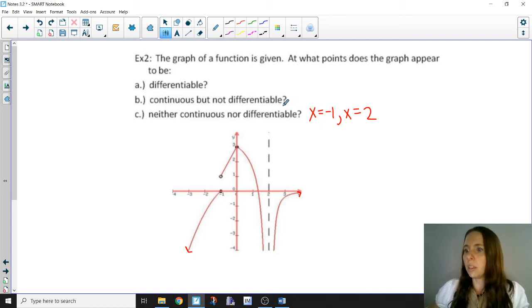I'm going to grab my answer key just in case my brain's still mush. No, I'm good here. Okay.